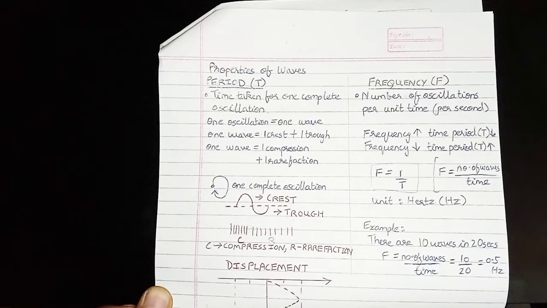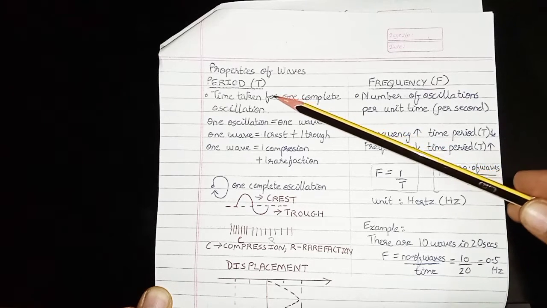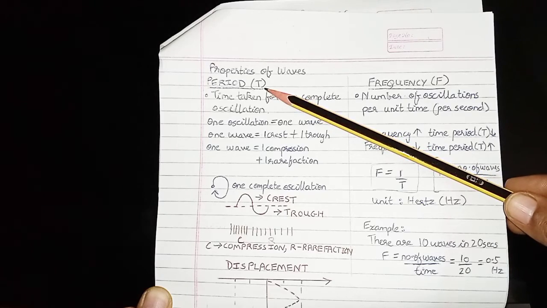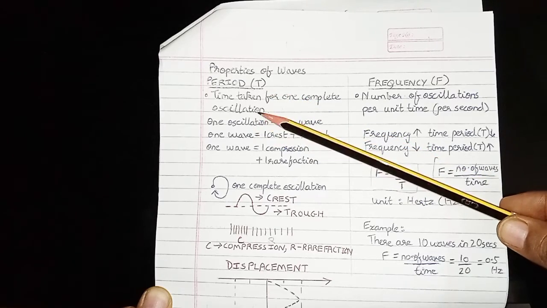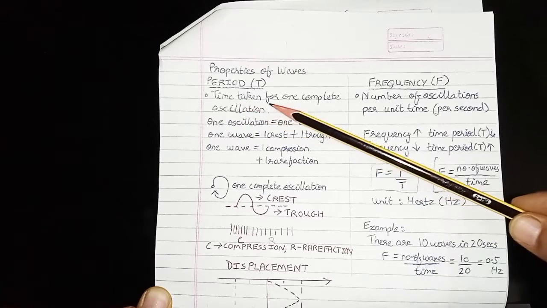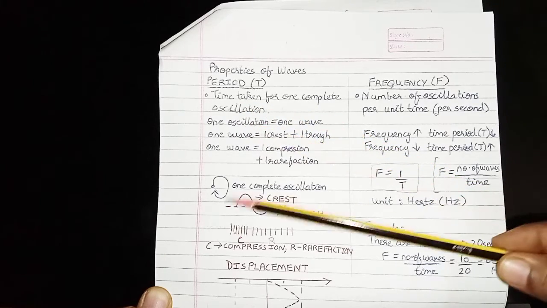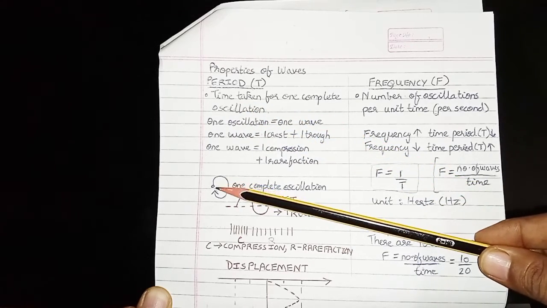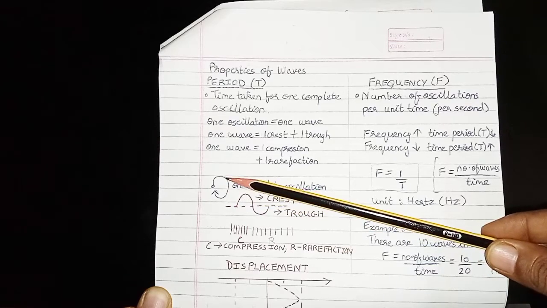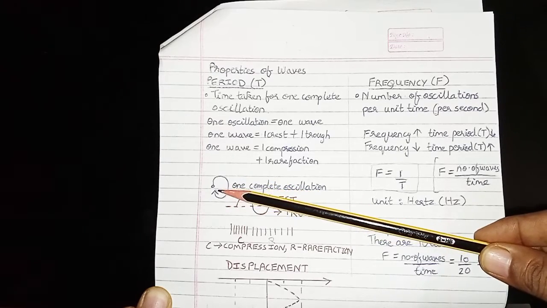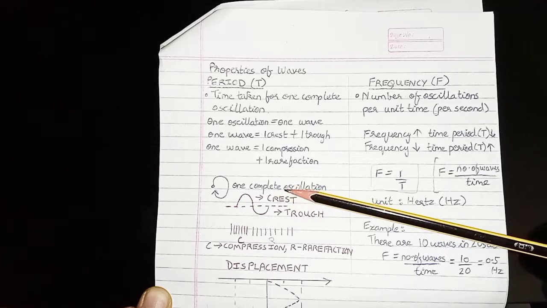So now we will come to the property of the wave, the third part. This is called period. This is denoted by the capital letter T. So what is period? Period is the time taken for one complete oscillation. You can see over here, when it starts from here and a particle moves, and when it comes back to the same point, it is called one complete oscillation.